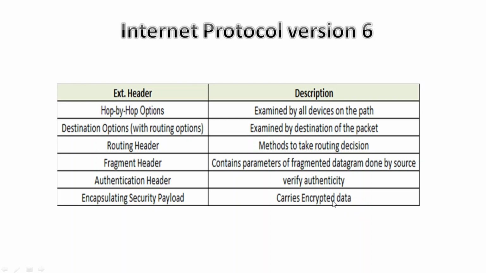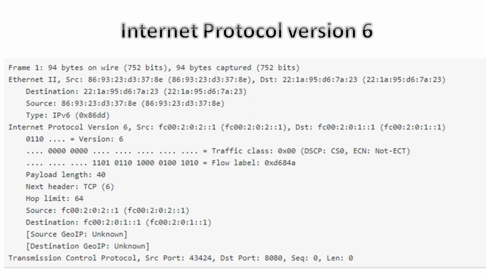Moving on, the same thing we can see in the Wireshark capture, if it has IP version, IPv6 version, payload, next header, hop limit, source and destination address. So this way, if you have a Wireshark capture, you can check the details in it.